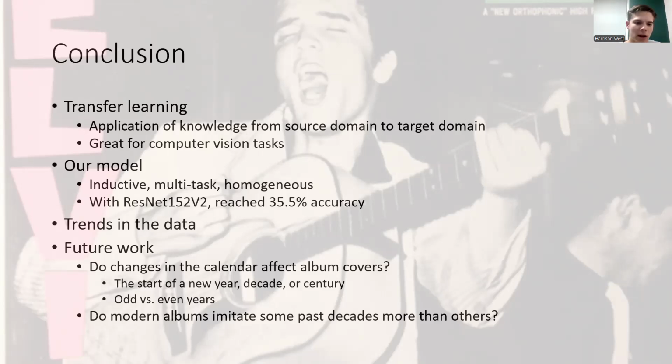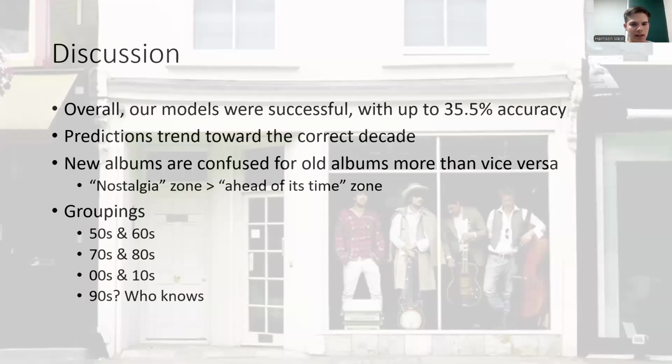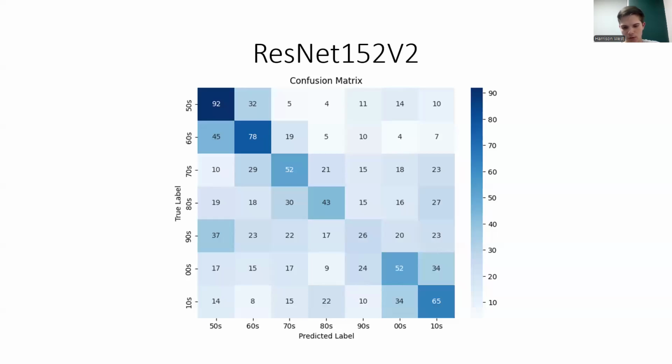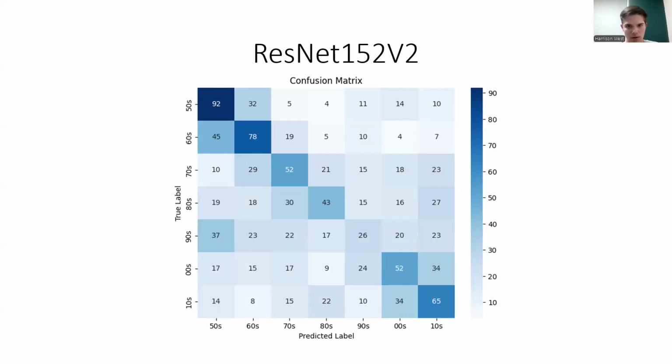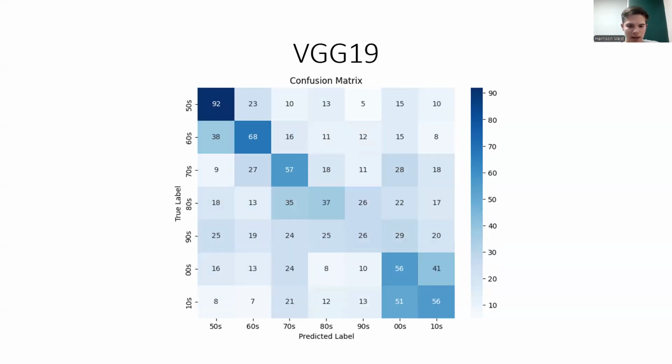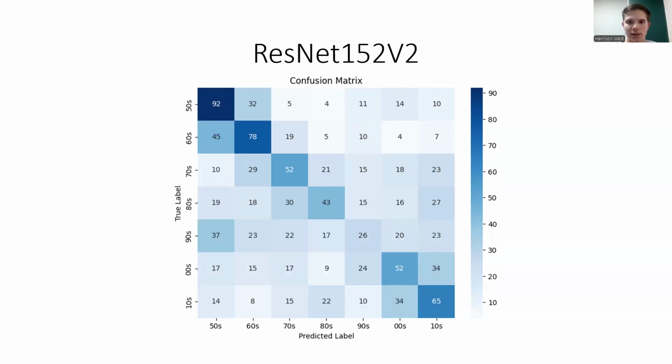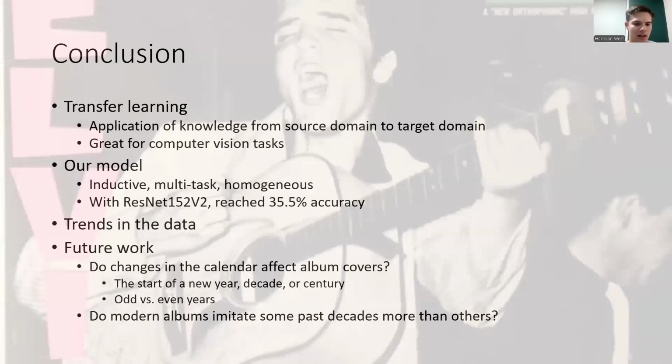And then we can also look at, do modern albums imitate some past decades more than others? And we can look at that a little bit, right, in the confusion matrices. Okay, so we're nostalgic for the 80s, apparently, in the 2010s, according to ResNet. And then VGG 19 thinks we're more nostalgic for the 70s. We need, again, more data to really hammer that down.